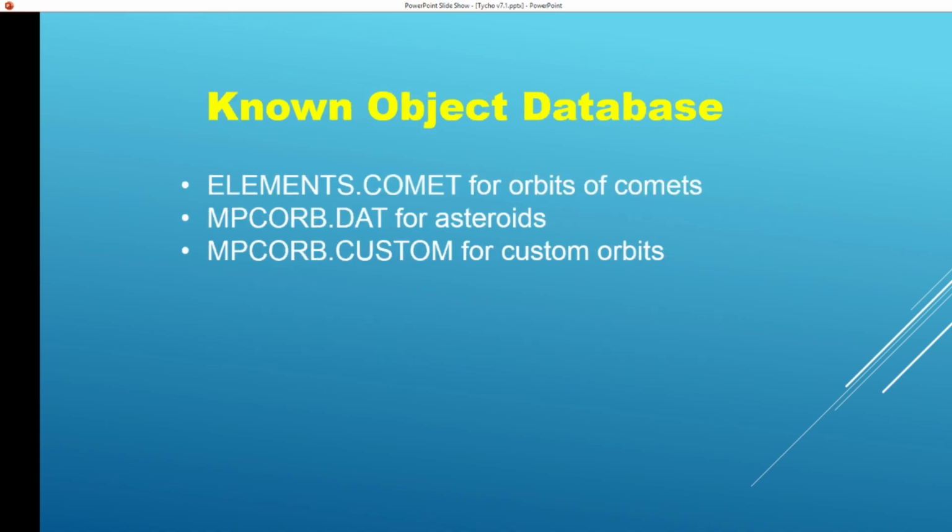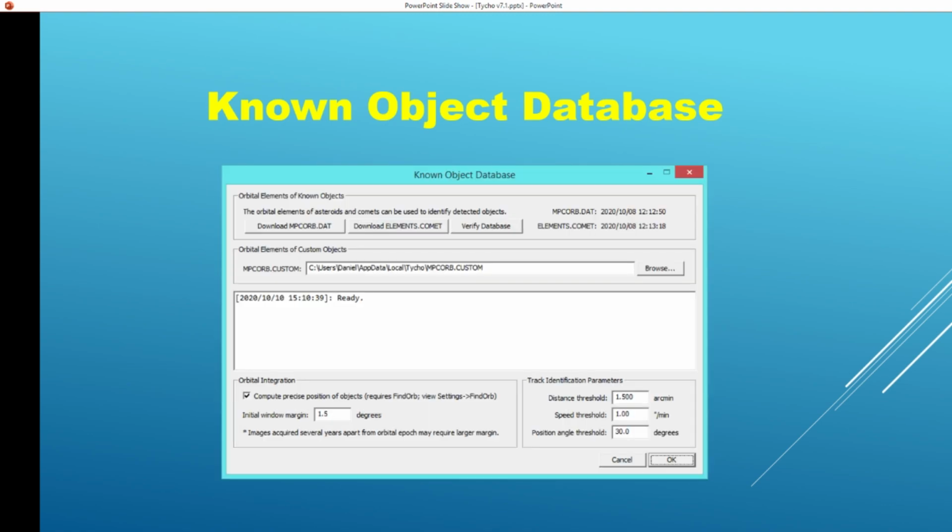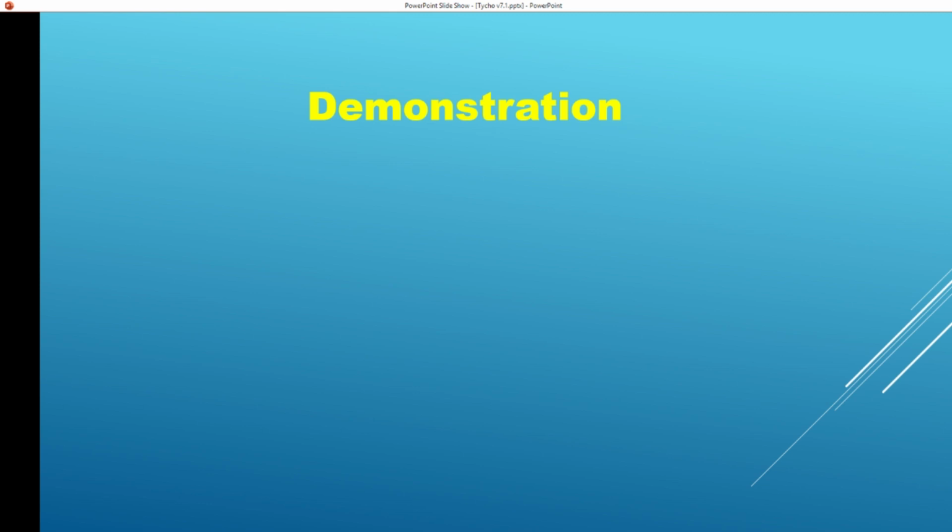In addition to that, this update now also supports the orbits of comets as well as other custom objects of your choosing. So here's a screen capture of the updated known object database window, and as before you can download the MPC orb database file which contains the orbital elements of known asteroids, but now you can also download the comet database file as well as specify a path to a file containing orbital elements of custom objects. So with that, let's go ahead and take a look at a demonstration.